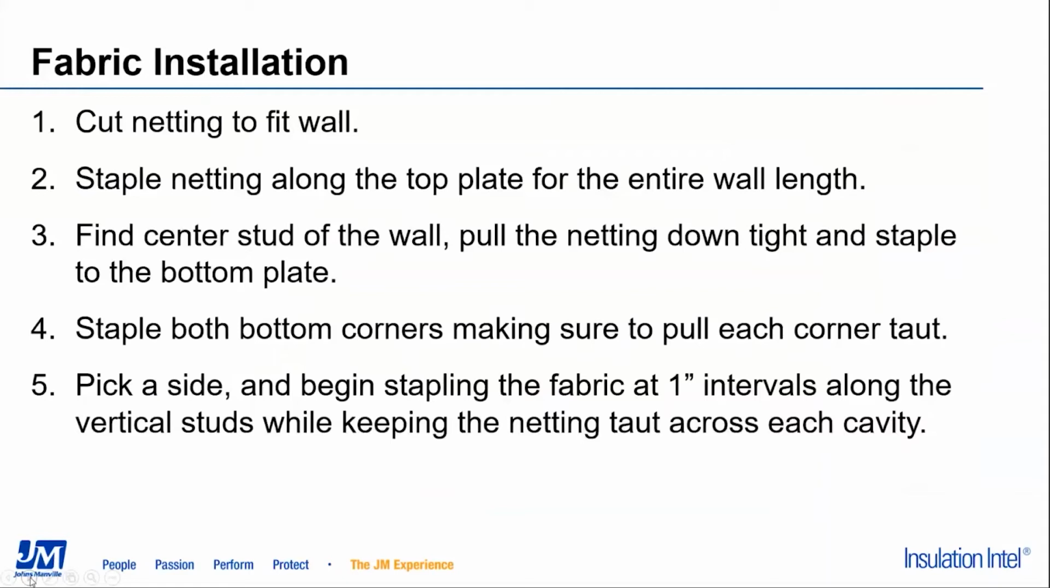So once the walls are prepped, we can start fastening the fabric. In order to do this, we start by cutting the netting to fit the wall. Once the netting is cut to fit, we want to staple the fabric along the top plate for the entire length of the wall that we are working on. Next, we pull the netting down tight and staple to the bottom plate. Then move on to stapling both bottom corners, making sure to pull each corner taut. Then begin stapling the fabric at 1-inch intervals along the vertical studs while keeping the netting taut across the entire cavity.